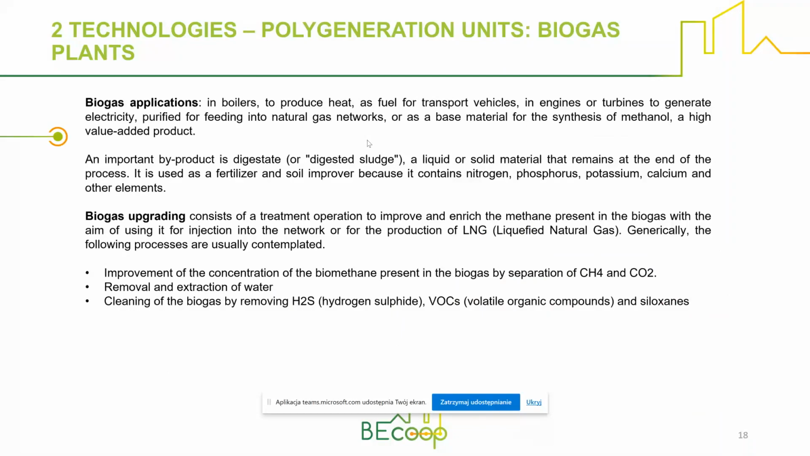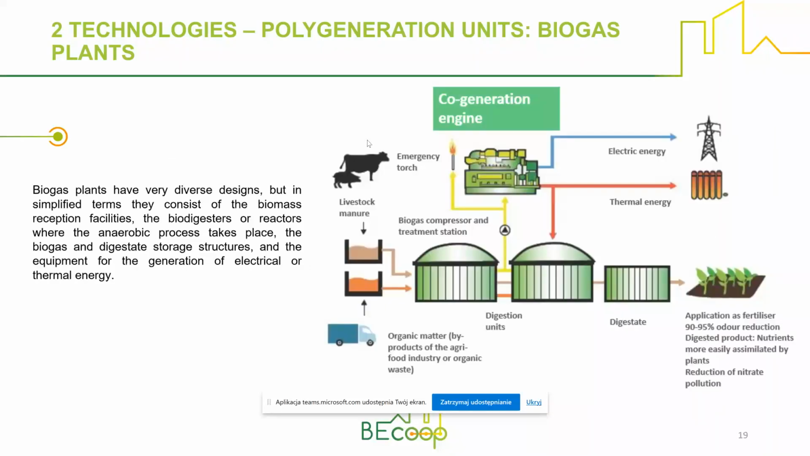What about biogas applications? We can use biogas itself to be burned in a boiler to produce heat, or as a fuel for transport vehicles, in engines or turbines to generate electricity, or purified and fed into natural gas networks. Another issue is cogeneration engines. As I mentioned before, cogeneration systems are the most highly efficient systems for using biogas, and you can see in this scheme that the efficiency is highest when we produce heat and electricity in one place.